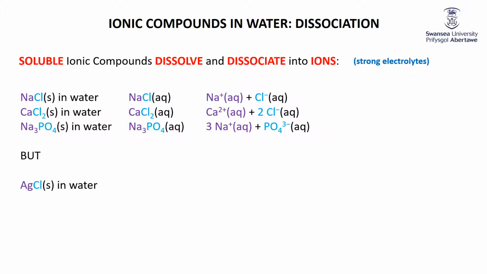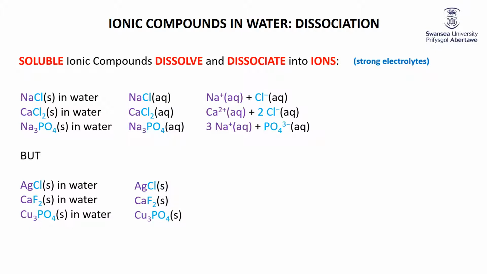However, if we put solid AgCl in water, the anion is chloride. If the anion is chloride, it's soluble unless the cation is Ag plus, right there. So therefore it's insoluble, so we would just write it as AgCl solid. Doesn't do anything. Calcium fluoride in water, it's insoluble, so we write it as CaF2 solid. Cu3PO4 in water, we would just write it as insoluble, as a solid, because all of these are insoluble.